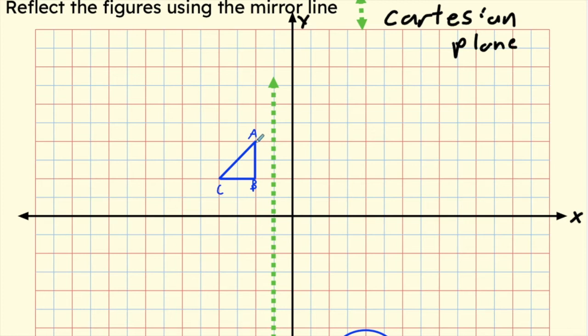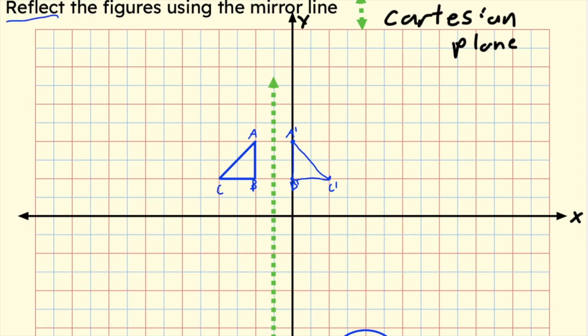I notice A is 1 away from the line, so A prime needs to be 1 away from that. Then B is also 1 away, so B prime should be 1 away. Notice the up and down's not changing, just over the line. And then C is 1, 2, 3 away from our line, so it should be 1, 2, 3 away on the other side. We could connect our triangle, label it, and there we go. This has been successfully flipped over our line. It's been reflected over the line.